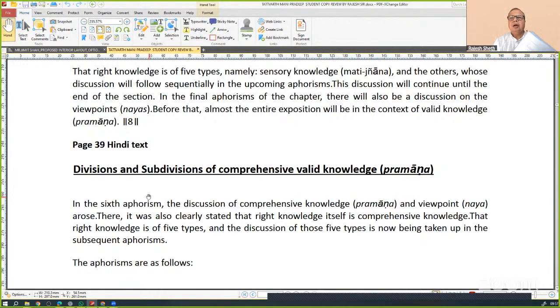See. Who is going to read? Malti ji, you read.